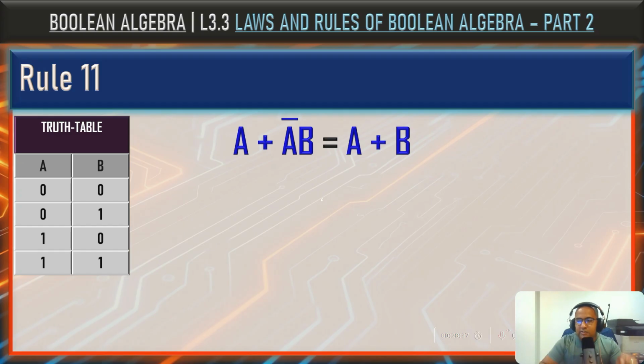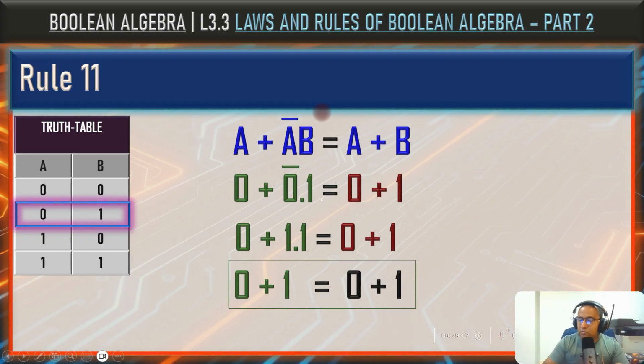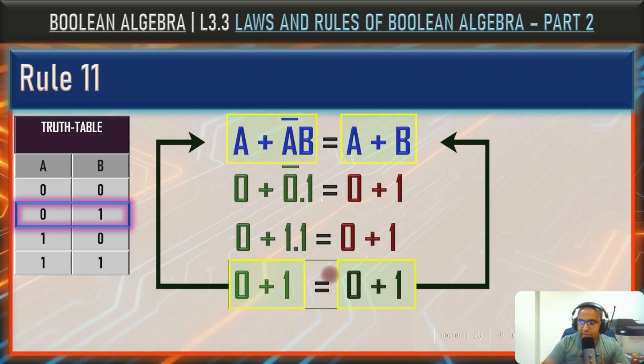Let's confirm this equivalence by assigning logical values to the variables. Case 1: a equals 0 and b equals 1. Substituting these values into the expression, we have 0 plus 0 negated times 1. This 0 negated becomes 1, so 0 plus 1 times 1. It results in 0 plus 1. And for both sides, the result is the same.